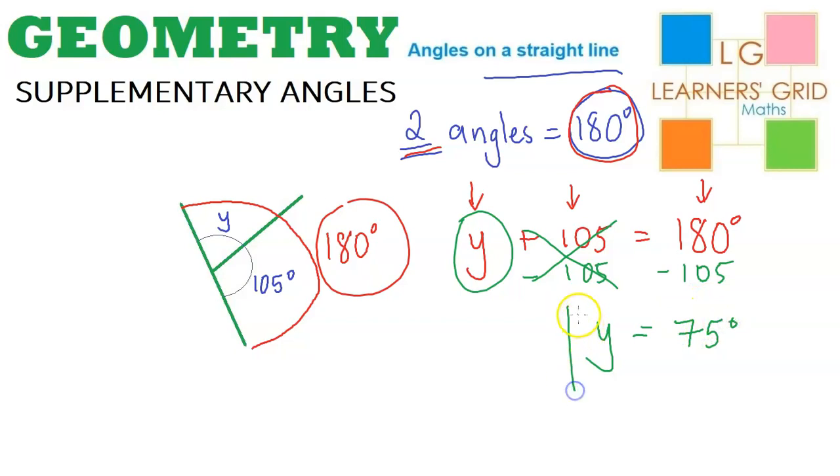That's as far as we can go with the equation. So we now know that Y is equal to 75 degrees. And really, that's as easy as it gets.